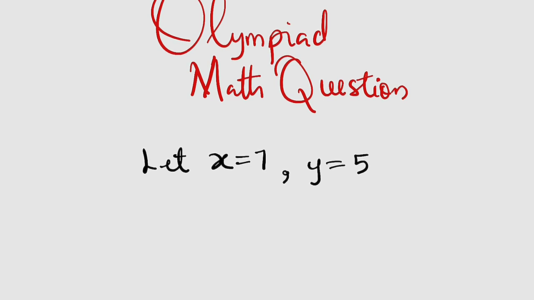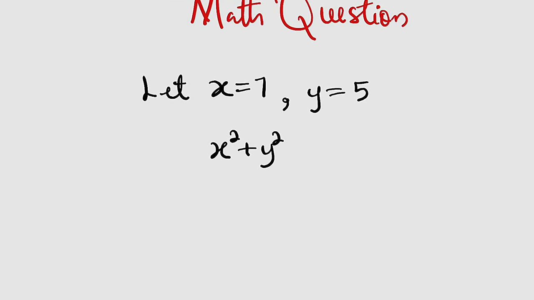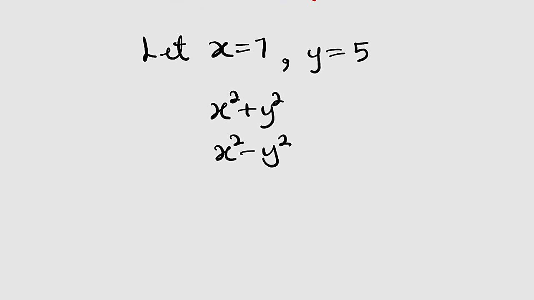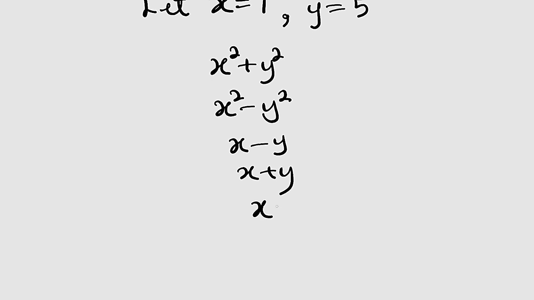So I'm going to form different combinations of x and y. Let's start with something very simple: x squared plus y squared. Then I can have x squared minus y squared. Then we could have x minus y, x plus y, and you can even have xy. All right. So this will be equal to what?